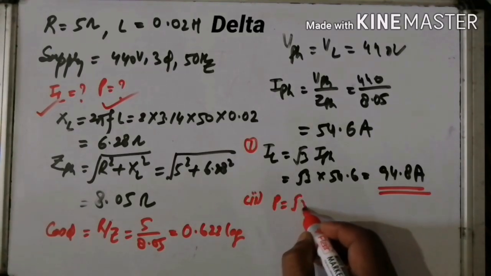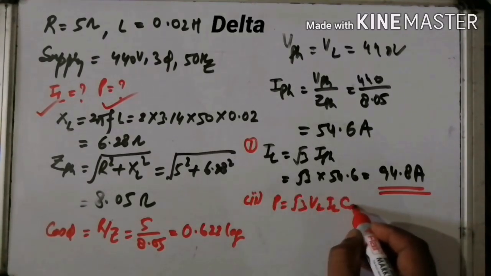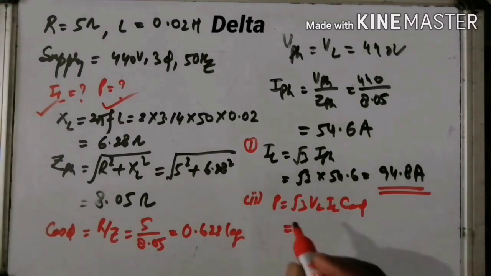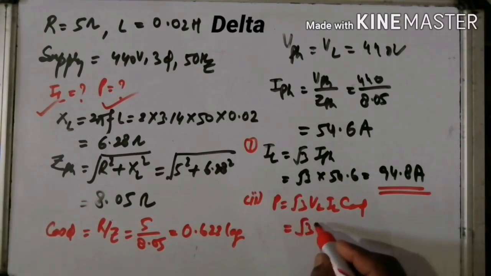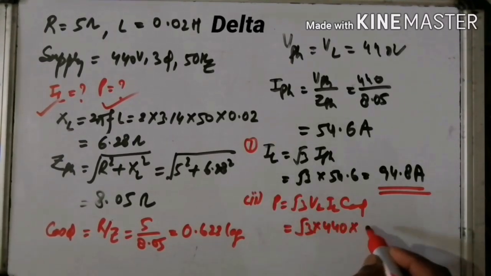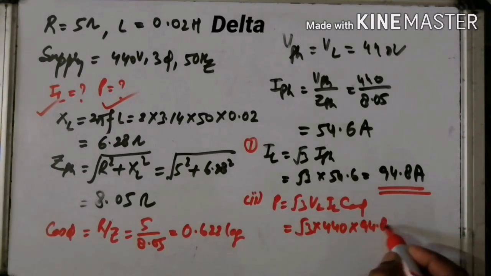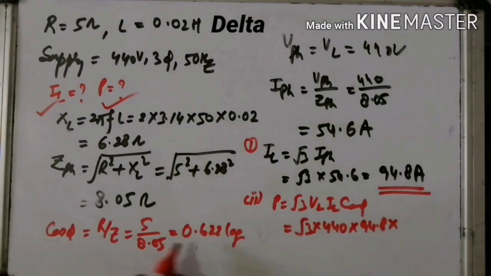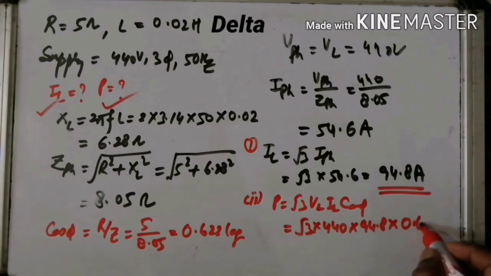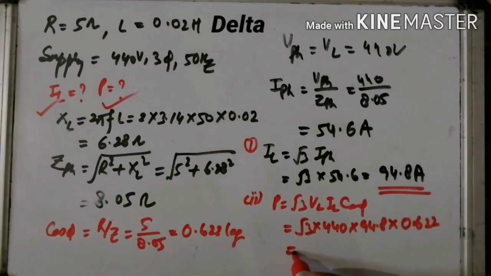Now see the second part, that is P equal to under root 3 VL IL cos phi, equal to under root 3, VL is 440, IL is 94.8 and the cos phi is 0.622. After the calculation it is 45,000.